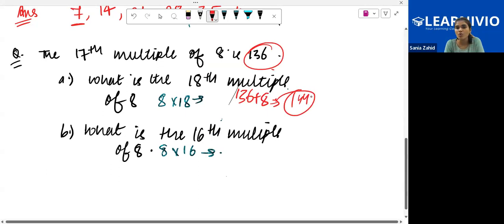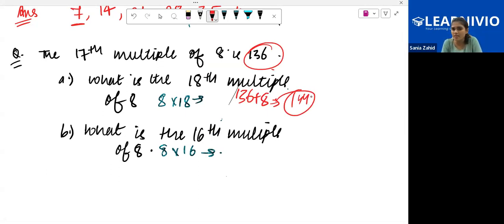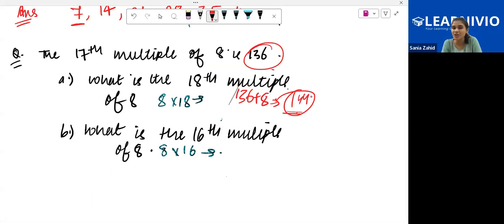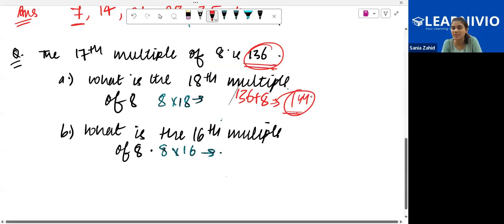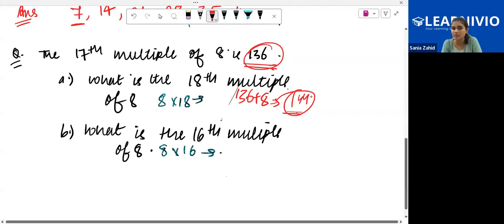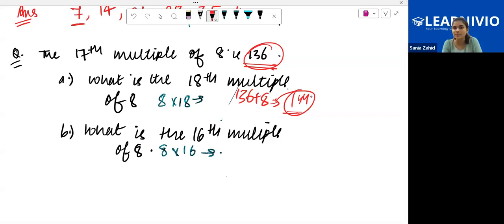144. Okay, you told me the answer previously, 144. I actually misunderstood. I thought that you were reading 136 as 144. Okay, no worries. So you can do it both ways. You can either do 8 into 18, you will get 144 only, and you can also do 136 plus 8, you will get 144.